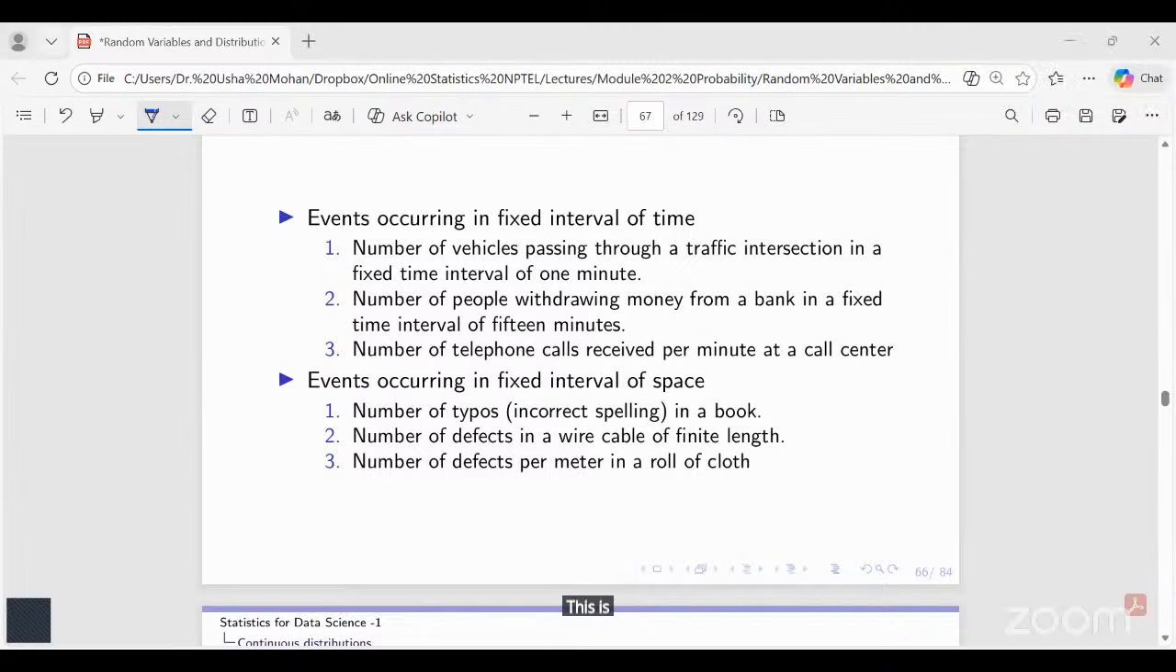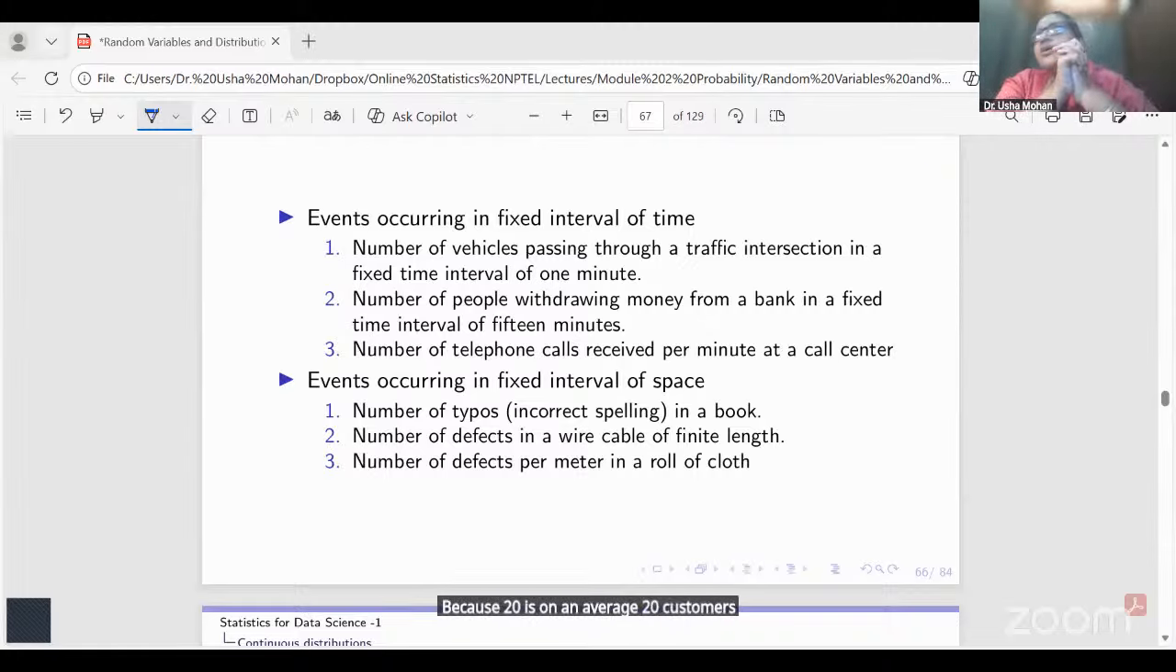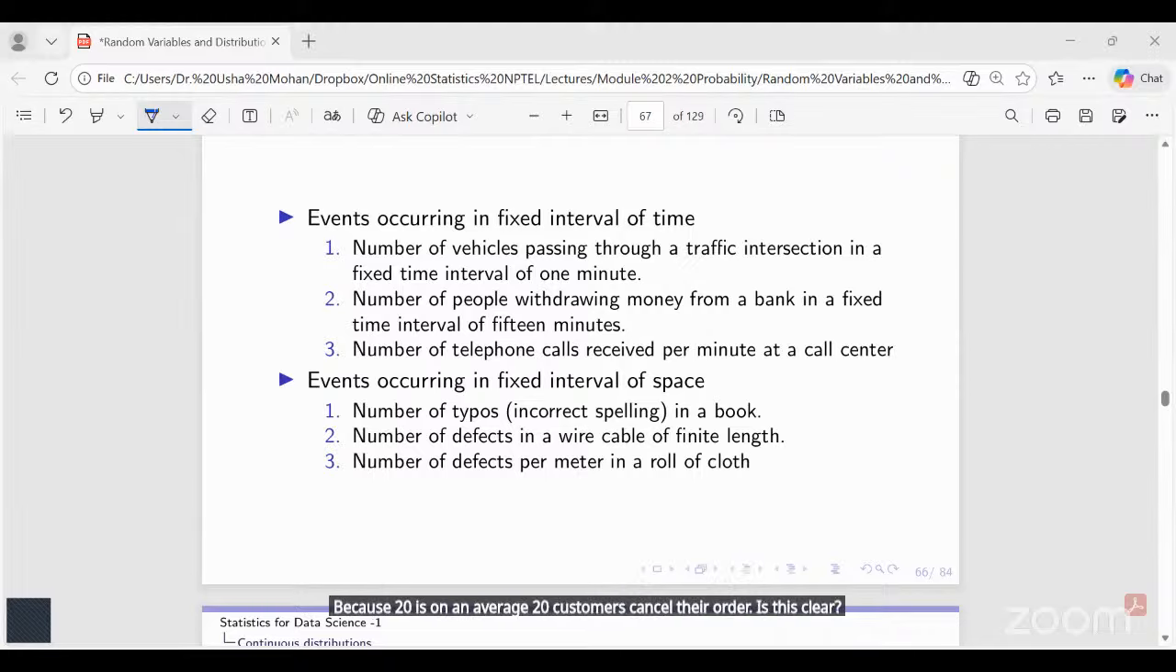What do you model this as? This is Poisson. Poisson distribution. What is the lambda here? 20. Because on an average, 20 customers cancel their order. Is this clear? Yes, ma'am.